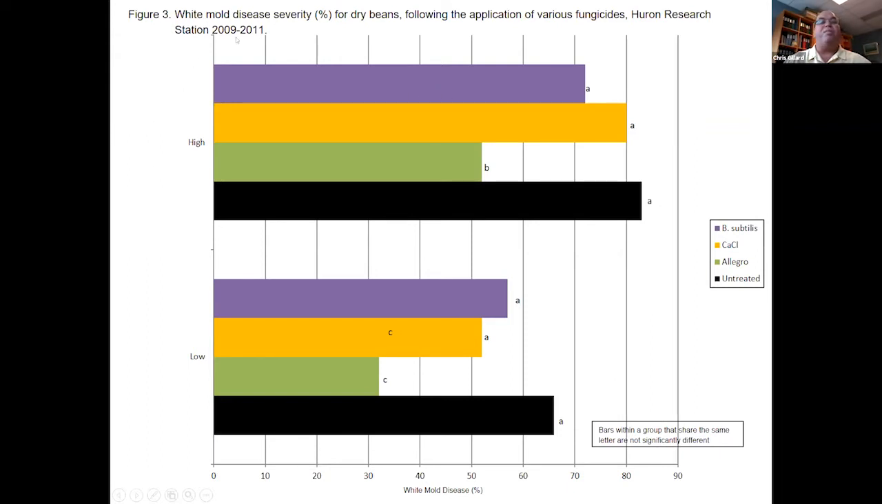So this is back from a paper we published in 2013, from data from 2009 to 2011. We looked at calcium chloride, which is essentially what they use for road brine for dust control. We bought a better quality product and tested it in beans because of the growers' interest in it. We also looked at a biological, Bacillus subtilis. You can see that these 2 products both were similar to the control in both low and high disease sites, where products like Allegro look quite a bit better.